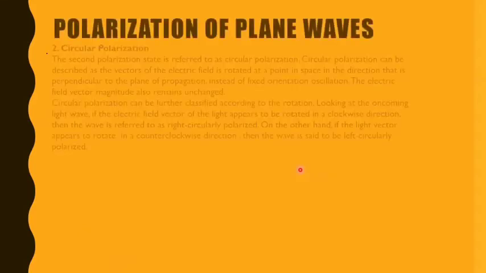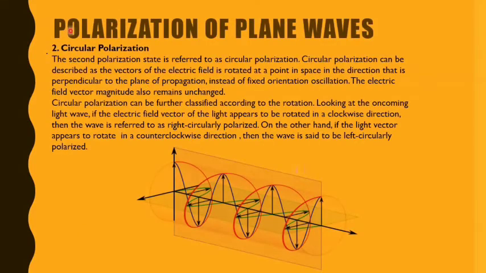Now we will move on with the circular polarization. So the second polarization state is referred to as circular polarization. Circular polarization can be described as the electric field vector rotating at a point in a direction perpendicular to the plane of propagation, instead of having any fixed orientation of oscillation. The electric field vector magnitude also remains unchanged. So here there will be circular polarization, and the electric field vector magnitude will remain unchanged.